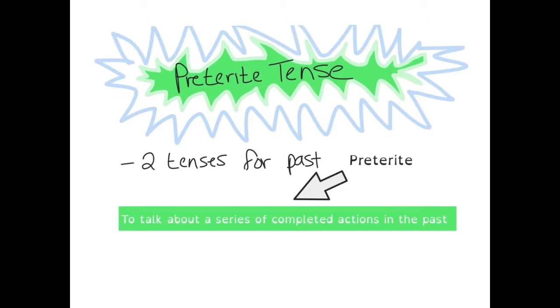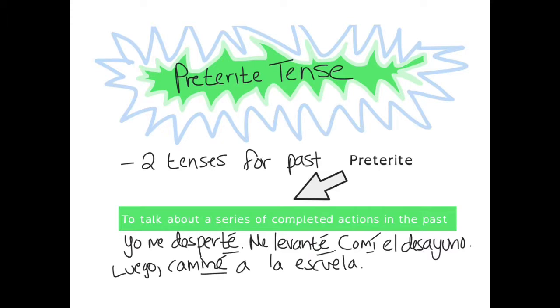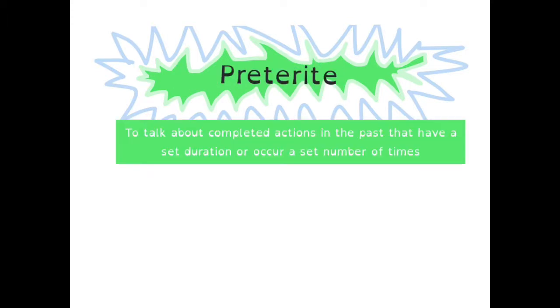So in Spanish, to convey that message that all of these things in the sequence are done, I would say, yo me desperté, me levanté, comí el desayuno, luego caminé a la escuela. You'll notice that the endings for these verbs are a little unusual compared to what you've seen before.